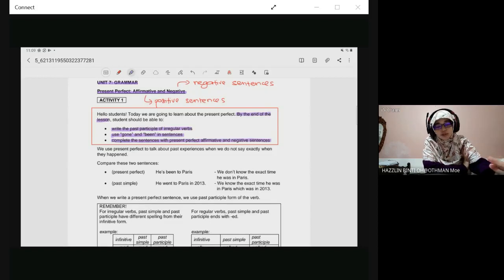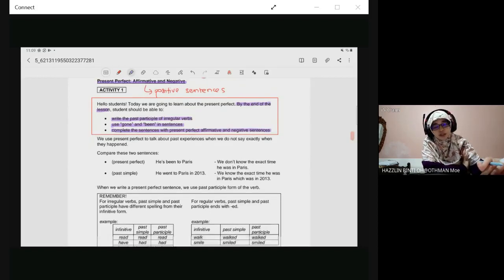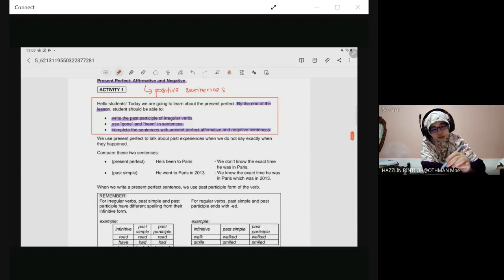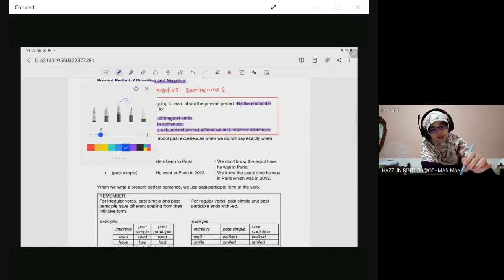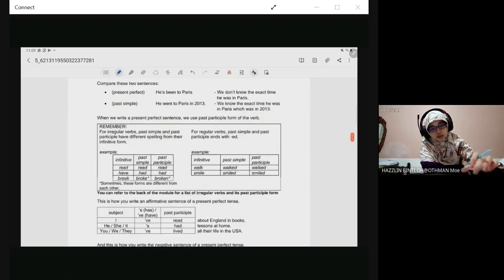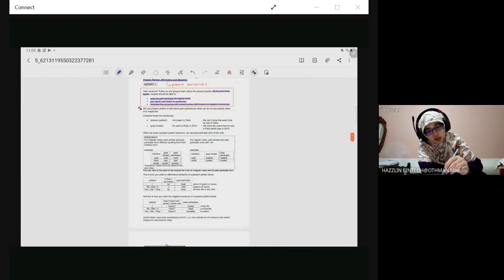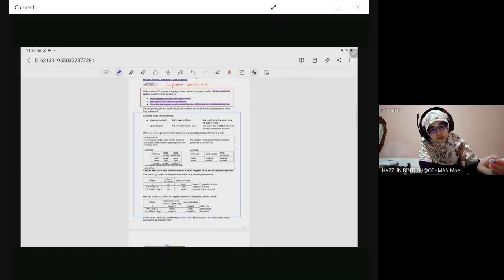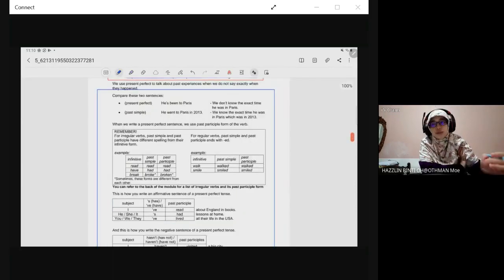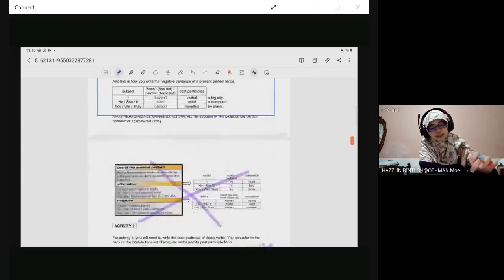Once you know the objective of the lesson, you can read the notes. The notes are this one. If you look, there's quite a lot of notes here. All of these are the notes. You need to read it, you need to understand the notes. Once you understand the notes, you can do the exercise.